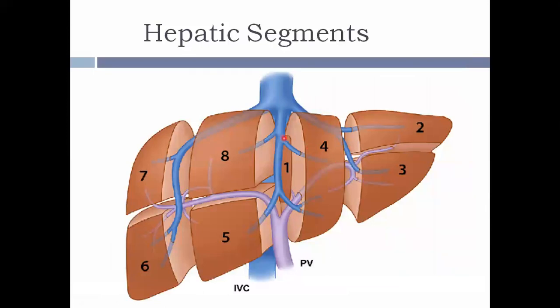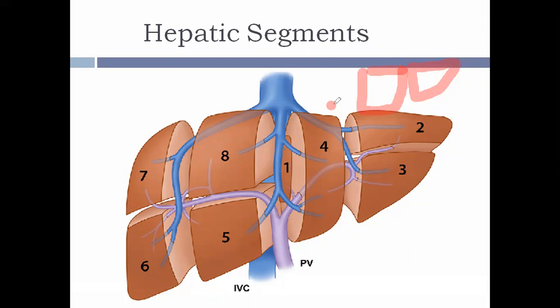Now we'll see the hepatic segments of the liver. For this hepatic segment of the liver, we'll first divide the liver into 2 lobes. So this is the right, and this is the left. So we have first separated this into 2 lobes. So the right lobe of the liver.